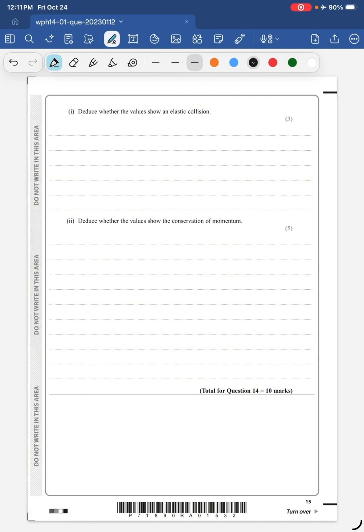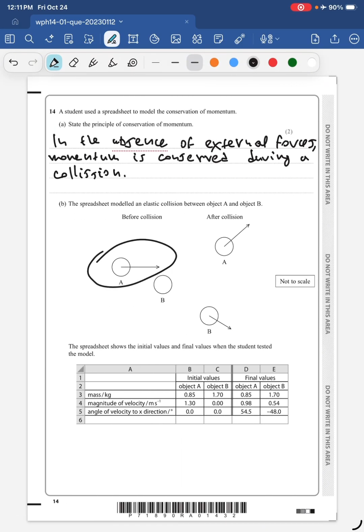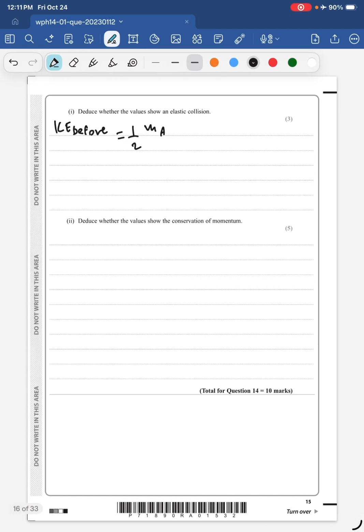Deduce whether the values show an elastic collision. So the kinetic energy before is going to be 1/2 the mass of object A, because only this guy has momentum, times the velocity of A squared, and this is equal to 0.72 joules.